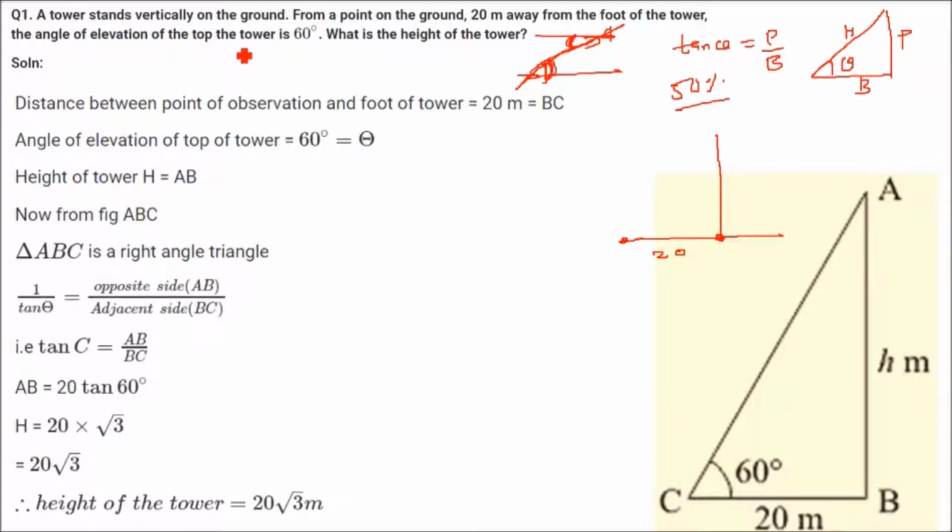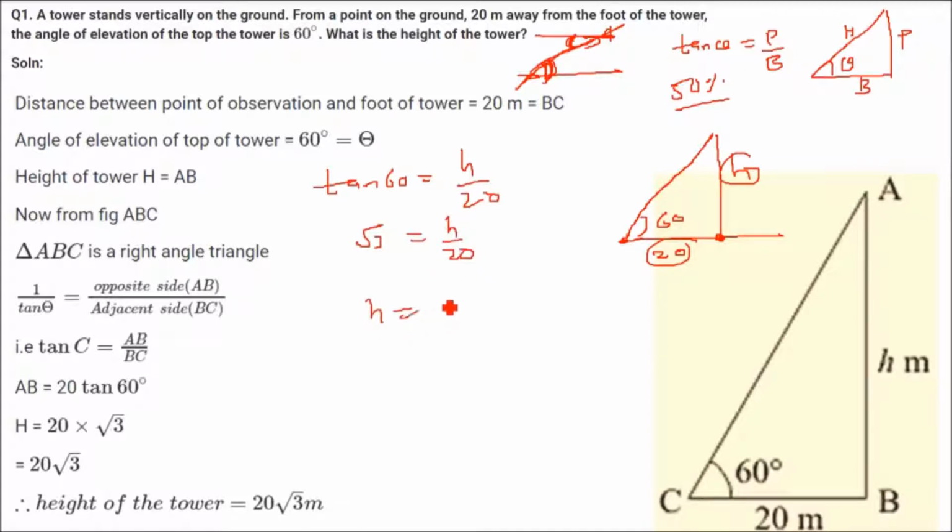So the angle of elevation of the top of the tower is 60 degree. What is the height of the tower? Let us assume the height of the tower as h. As I just suggested, we will take tan 60. Tan 60 is perpendicular by base, that is h by 20. Tan 60 is root 3, so root 3 equals h by 20. So h equals 20 root 3. This is the answer.